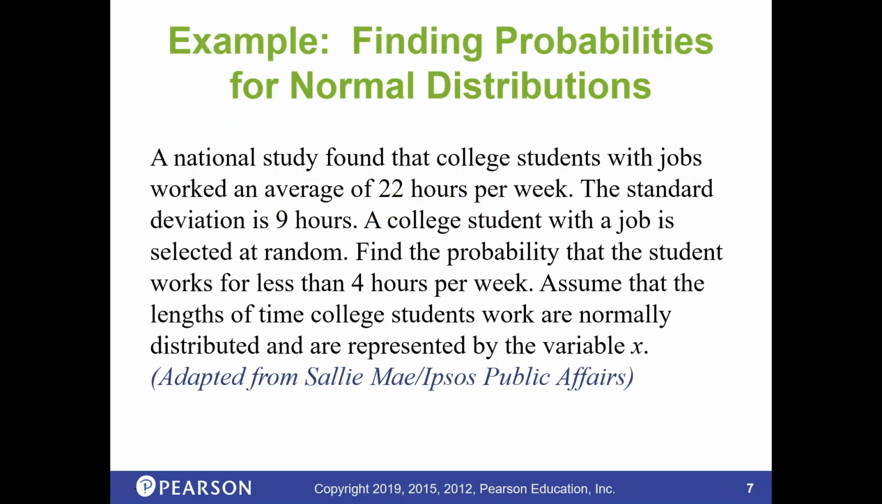A national study found that college students with jobs worked an average of 22 hours per week, so that's going to live in the middle of our normal curve, with a standard deviation of 9. A college student with a job is selected at random. Find the probability that the student works for less than 4 hours per week. So that's going to be really, really unlikely if the average is 22 hours a week, but let's draw that and try to picture what that looks like.